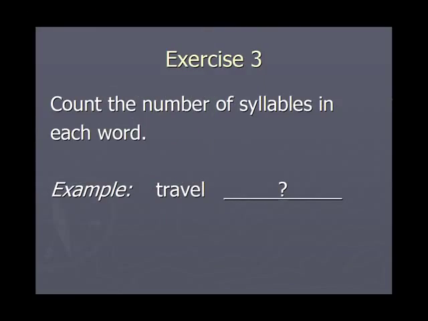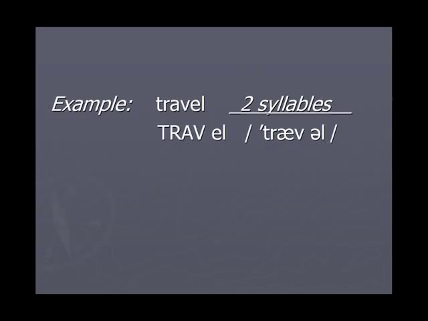Exercise 3. Count the number of syllables in each word. Here's an example. Look at the word and say it out loud. The word is travel. How many syllables? Two. There are two vowel sounds in this word. Travel, two vowel sounds, two syllables.